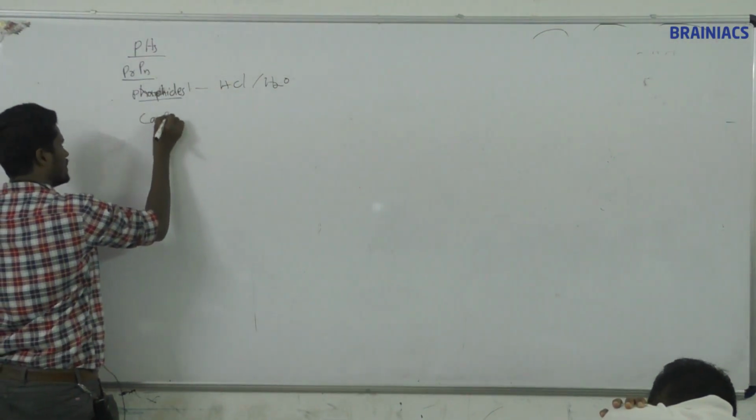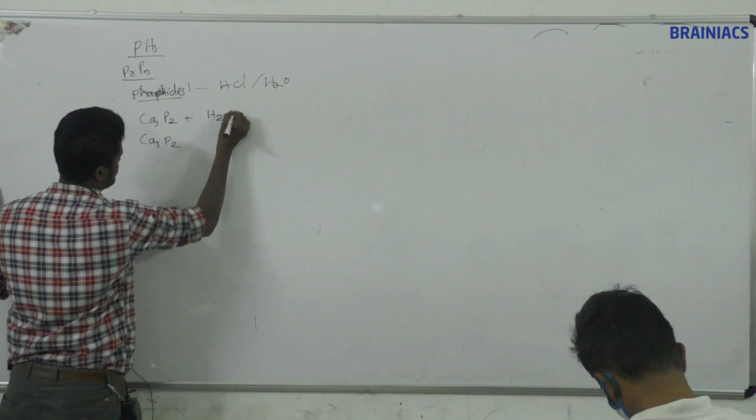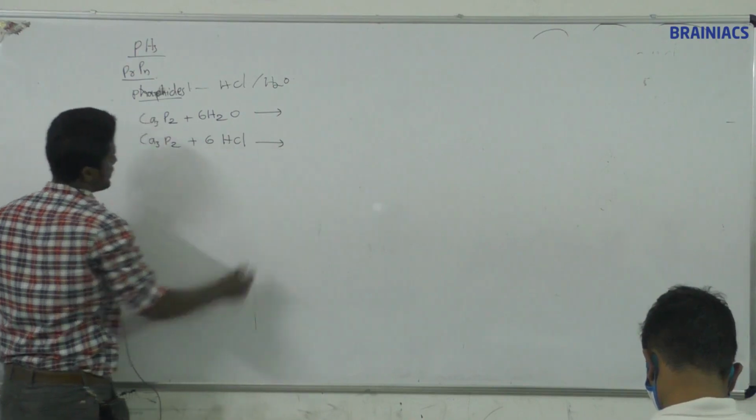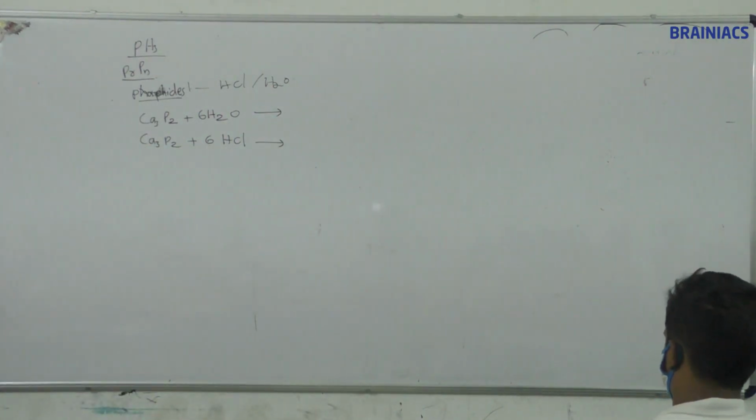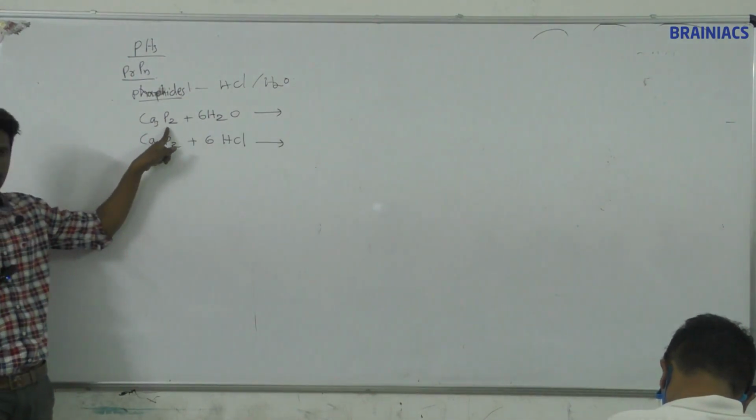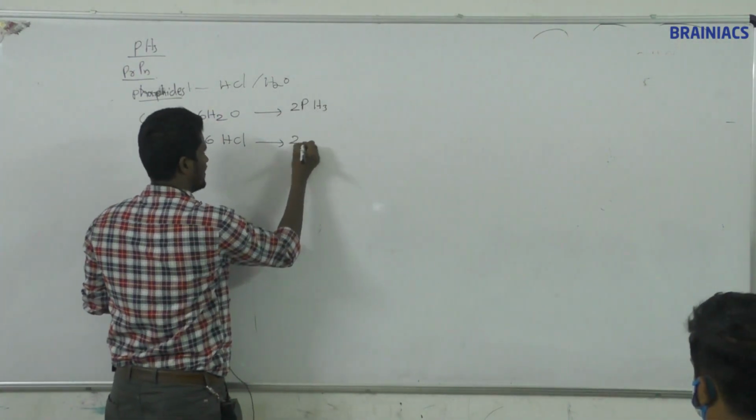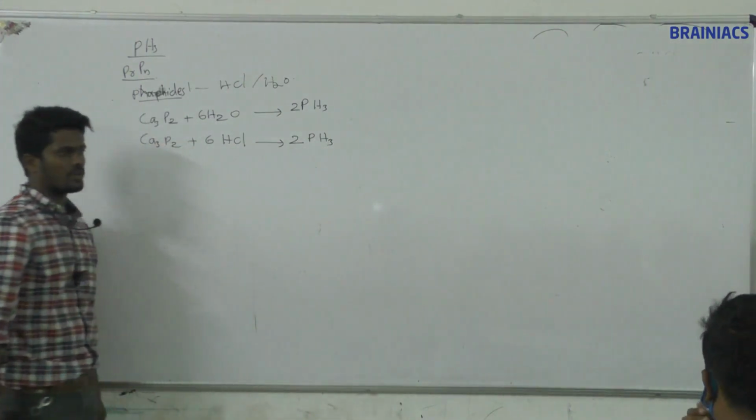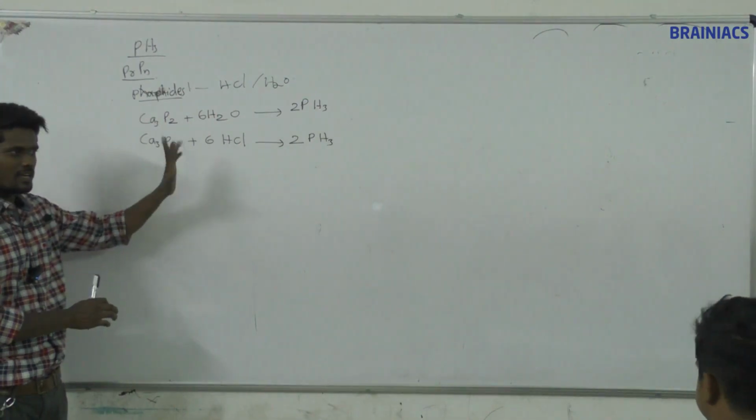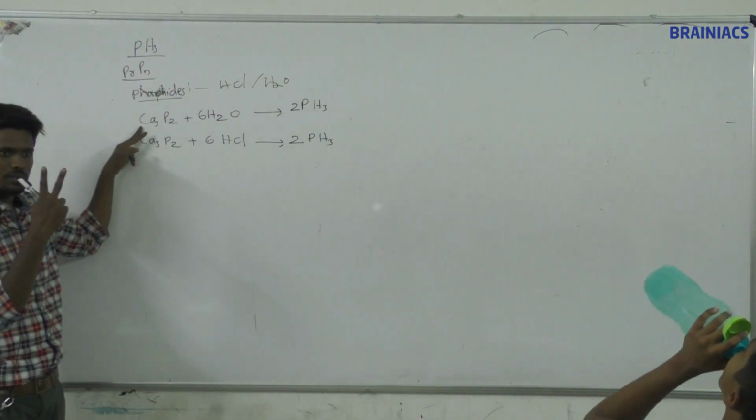Phosphides treated with HCl or H2O. Okay, so here 2P is converted into what? Converted into PH3 with water. So how many OH will be here? 6. So how many calcium is here? 3. 1 calcium combines with 2 OH.